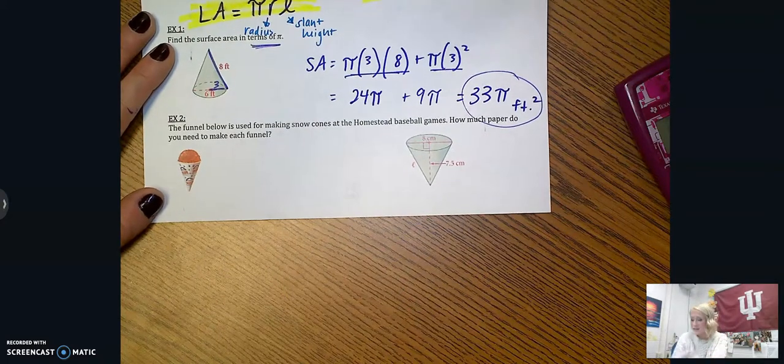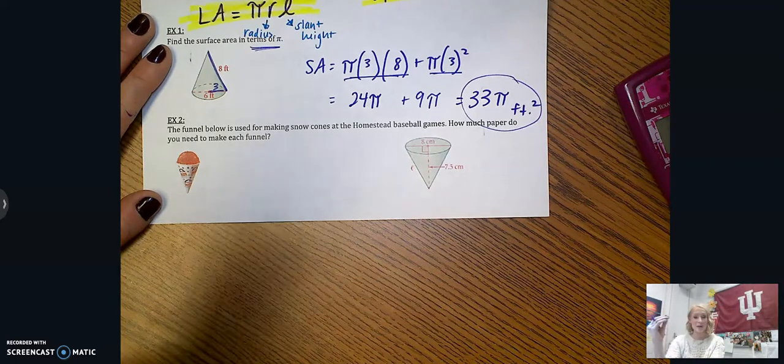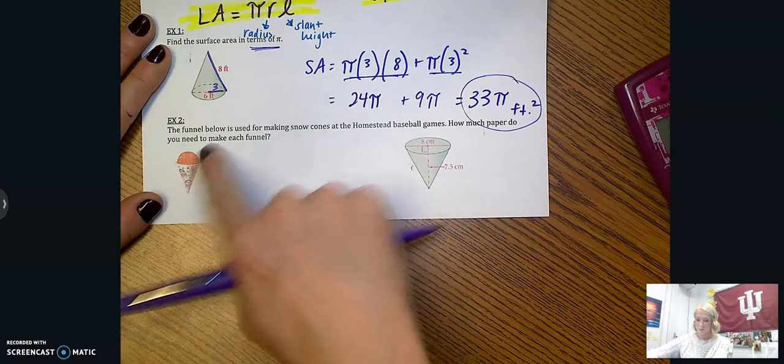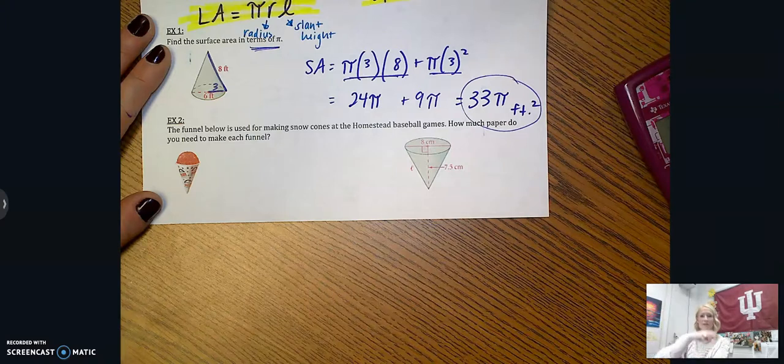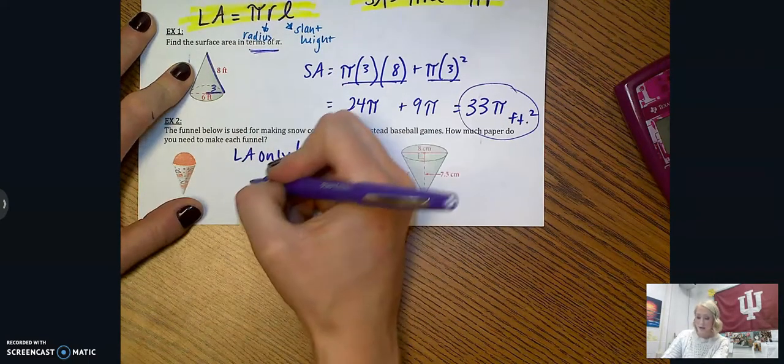This is a good one to end on. Funnel below is being used to make snow cones at the baseball games. How much paper do you need to make each funnel? Okay, application problem. Just like the lint roller thing or the soup can label, you have to think, do we put paper on the entire cone? No, we do not cover the top of the cone with paper. Otherwise, you wouldn't be able to put the snow cone stuff in there, the ice. So I only need paper on the label. So it's lateral area only. Okay, so that's pi RL.